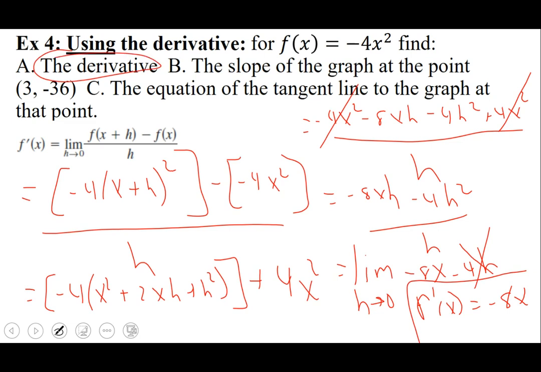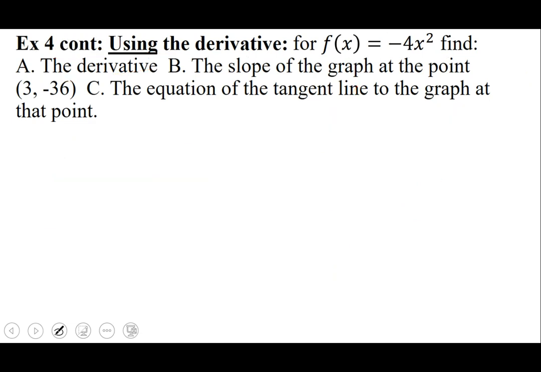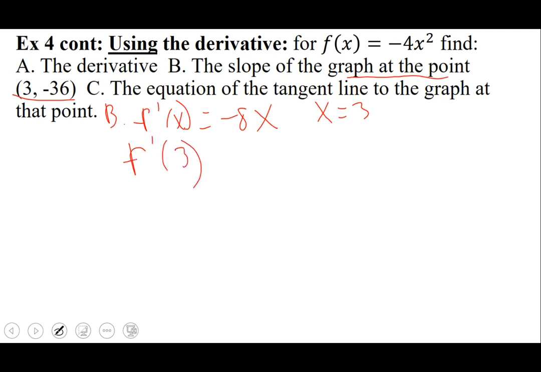Make sure you not only find it, but you know what to call it, and you use the proper notation. So we're going to take that derivative, negative 8x, and on the next slide, we're going to find the slope of the graph at the point (3, negative 36). So this is part B. If the derivative that I just found was equal to negative 8x, and they want to find the slope of the graph at the point (3, negative 36), the important value here is the fact that x equals 3, which means you want to find the value of the derivative at x equals 3, which is called f prime of 3.